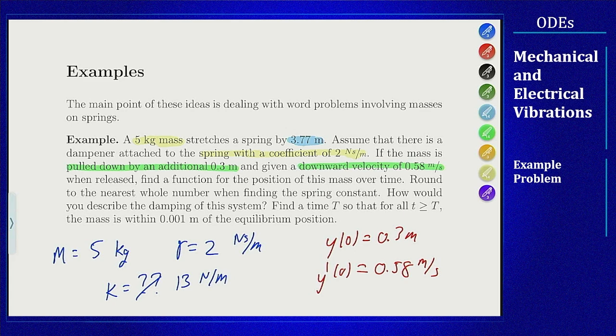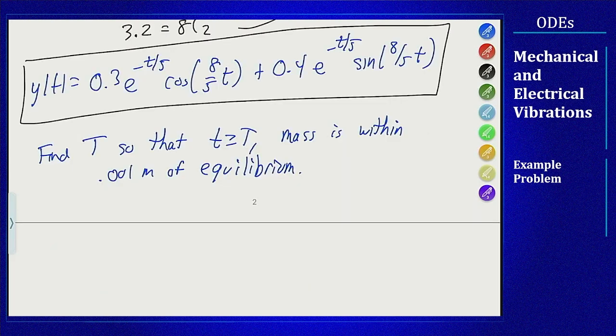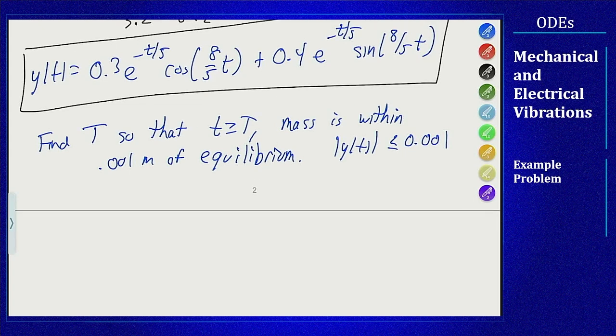Damping, got it. Find a time capital T such that for all little t bigger than T, the mass is within 0.001 of equilibrium. So we're on to this last part here. How do we go about doing that? Well, that is the envelope curve part of this problem. What we want to figure out here is a capital T such that if t is bigger than that, the absolute value of y of t is less than 0.001. And that's not an easy task because of the sine and cosine. So it's going to be easier to follow the envelope curve approach.